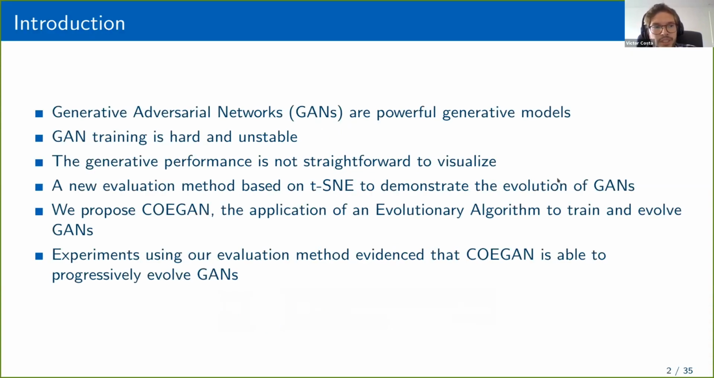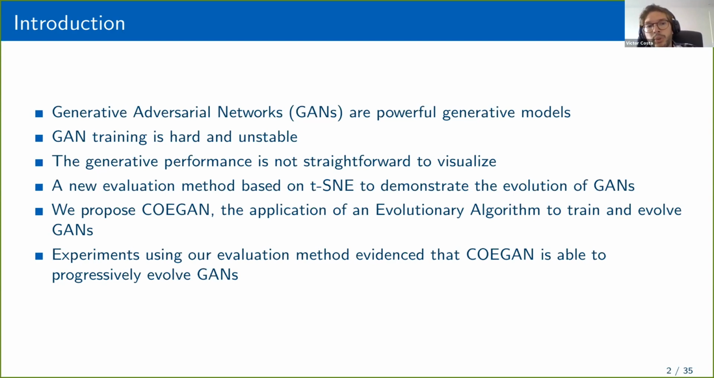Generative adversarial networks became very relevant in the past years, mostly in the domain of image, showing impressive results in this domain. However, the training of GANs is hard and is frequently unstable. And the generative performance is not a straightforward task to visualize. So we propose here in this work a new evaluation method that is based on the t-SNE that demonstrates the progress and the evolution of GANs.